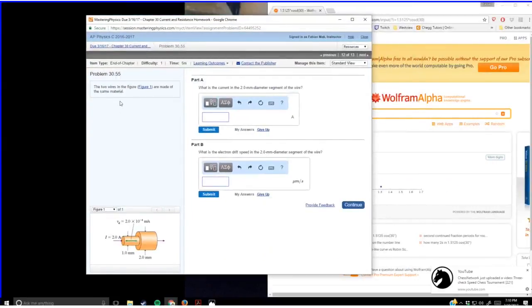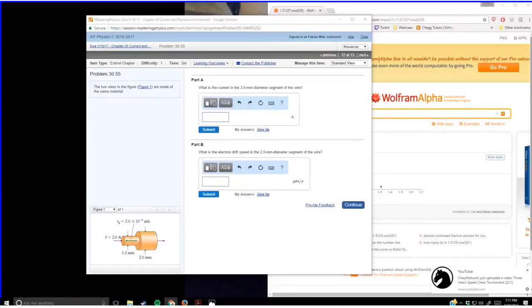Okay, you got two wires made of the same material. But it changes. Okay, so what is the current in the 2 millimeter segment? Okay, so I think there's actually a couple ways we can go about doing this, but let's take a look.